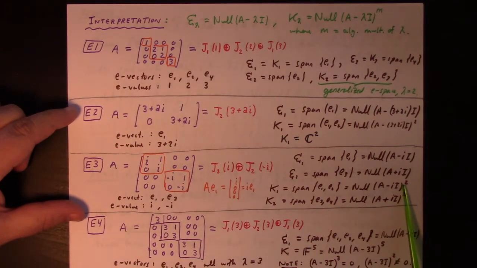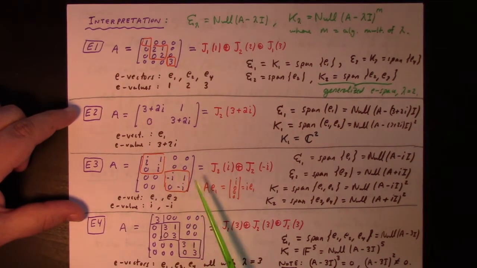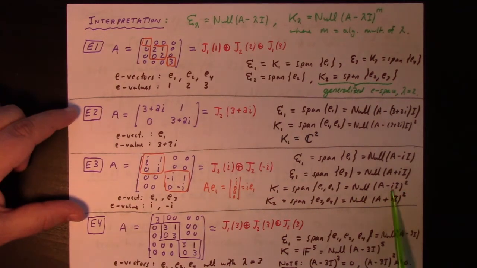This is actually not 0, but it's got 0 in the upper block. When you calculate this, it'll make this block 0, and it'll make that block, I don't even care what it is, something non-zero. So this is 2 complex dimensional, as is K2. K2 is 2 complex dimensional, and E3 and E4 span the generalized eigenspace for eigenvalue minus i, because this is the minus i block.